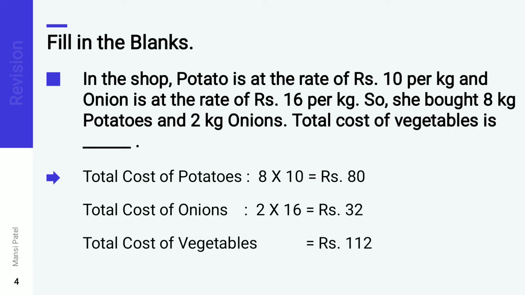Now what is the total cost of these vegetables? 0 plus 2, 2 as it is, and 8 plus 3, that is 11. So we can say that the total cost of vegetable is rupees 112.